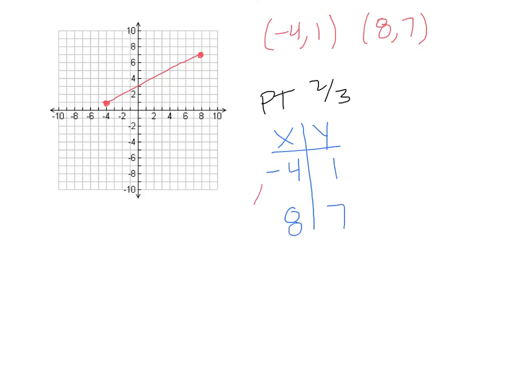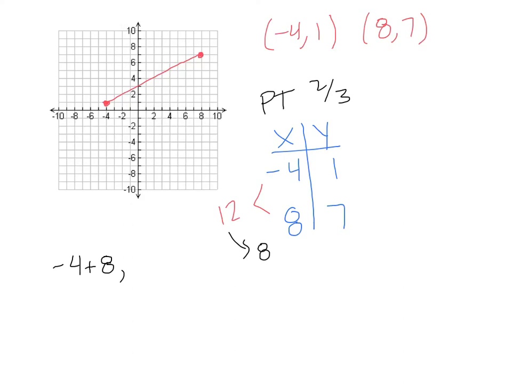Now, we know that the full distance is 12, and we want 2/3 of 12. So we're going to have to multiply 12 by 2/3. What that gets us is 8. So that tells me I start at negative 4 and I add in 2/3 of the distance, which is 8. And that'll give me my x-coordinate.